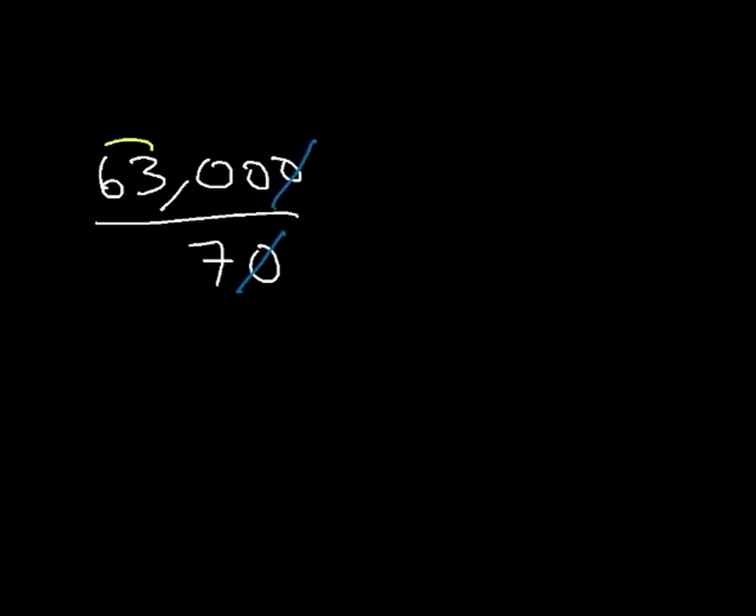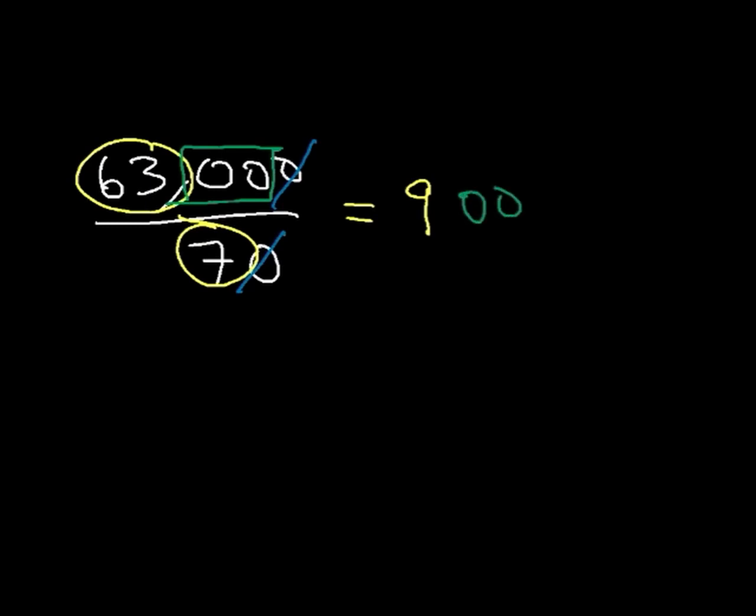Now let's try this example. 63,000 divided by 70. Well, we can cancel a 0. 63 divided by 7 is 9. And we're going to add these two zeros. So therefore, 63,000 over 70 is 900.